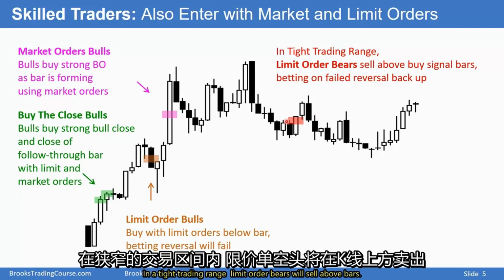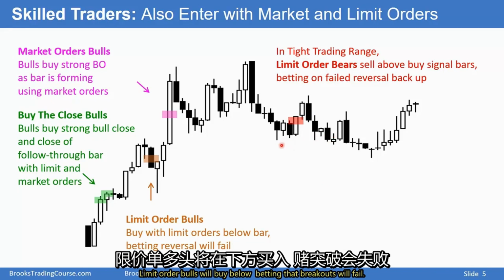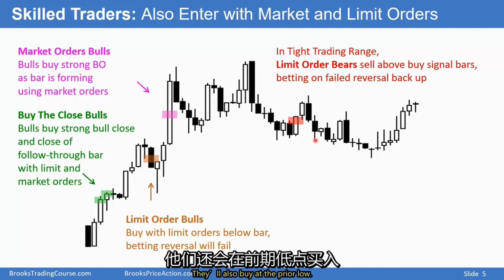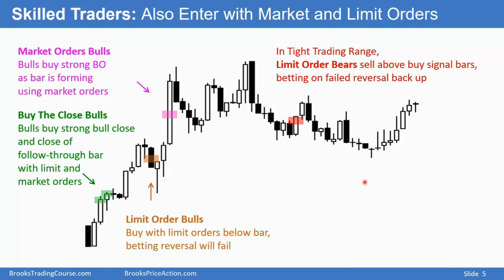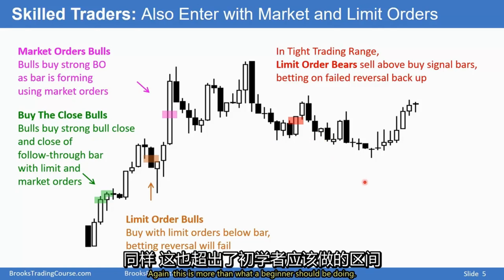In a tight trading range, limit order bears will sell above bars. Limit order bulls will buy below, betting that breakouts will fail. They'll also buy at the prior low. Again, this is more than what a beginner should be doing.